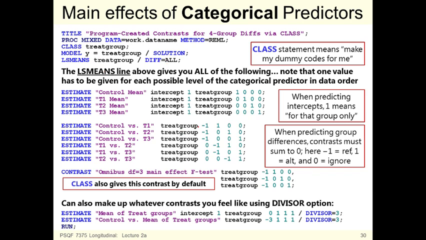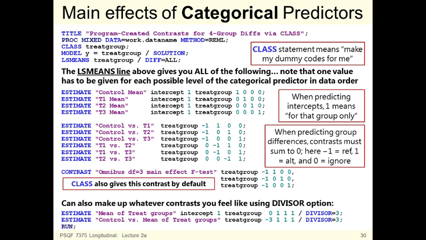All possible mean differences are then listed here on these estimate statements. And the rule here is that each of these lines has to sum to 0. So you can do -1 and 1, and that compares the two groups for which you have an integer. The groups with zeros are then left out of the comparison.